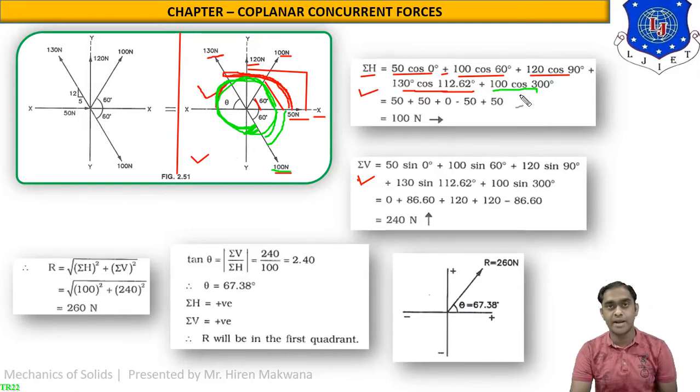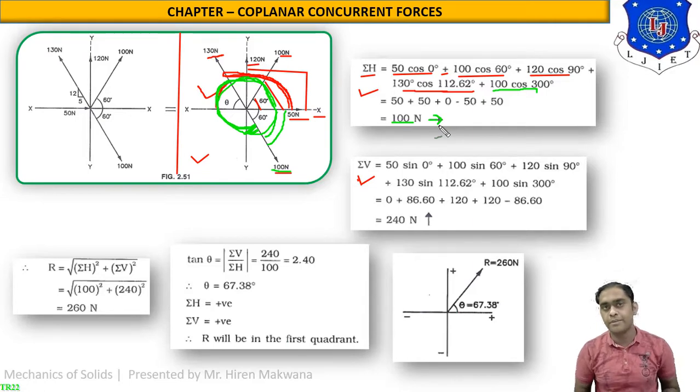So this is sigma h. Now just keep your calculator with you. Replace all these values in your calculator, simplify this equation, and you will get the answer of 100 Newton. So sigma h equals 100 Newton, which is right side. Right side means positive. So the answer is positive in your calculator. So this is basically sigma h.